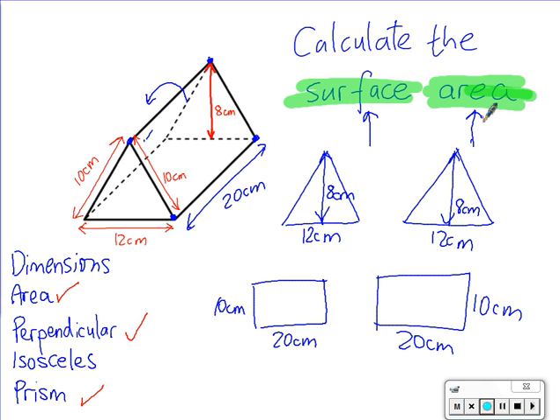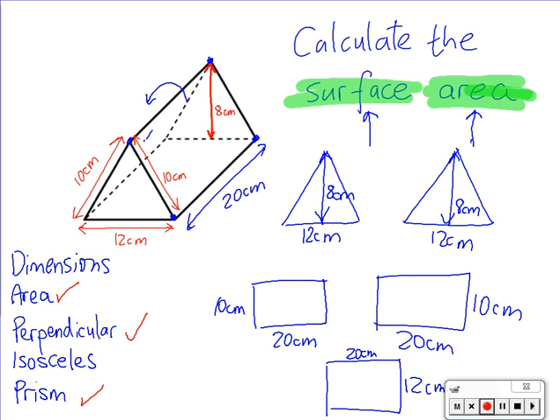The final one is a rectangle on the bottom. So the base is a rectangle, but you should be able to see that it has a width of 12 centimeters and a length of 20 centimeters, the one on the bottom. So now what we do is we work out the area of all these different shapes, and to get the total surface area we add them together.